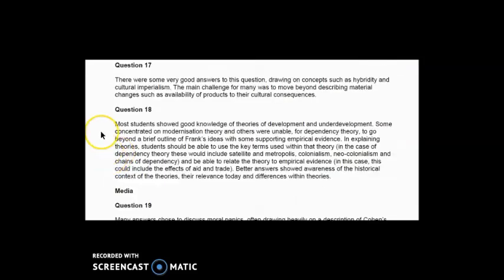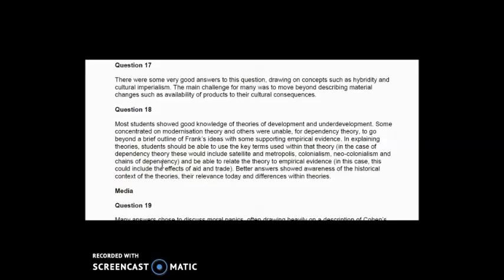Okay. According to the examiner report, most students showed good knowledge of theories of development and underdevelopment. Some concentrated on modernisation theory and others were unable for dependency theory to go beyond a brief outline of Frank's ideas with some supporting empirical evidence. So that might be something that you want to look at if you are planning any answers based around this theory. In explaining theories, students should be able to use the key terms used within that theory. In the case of dependency theory, these will include satellite and metropolis, colonialism, neo-colonialism, and chains of dependency.